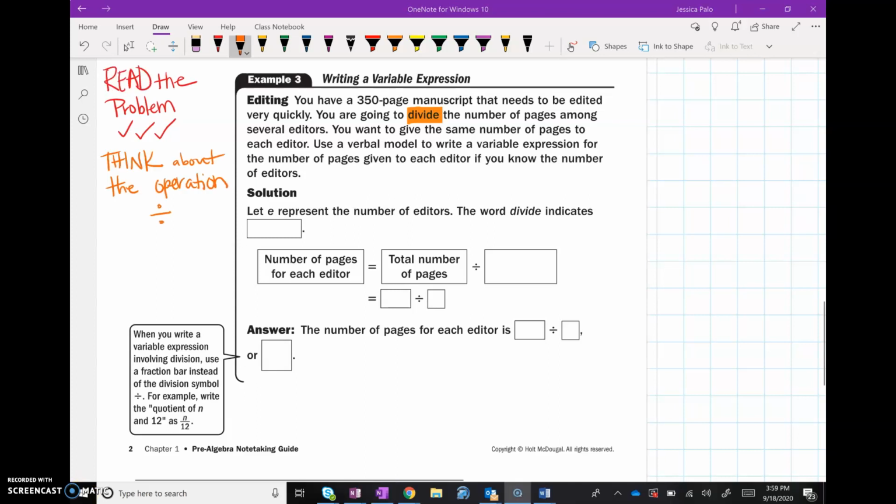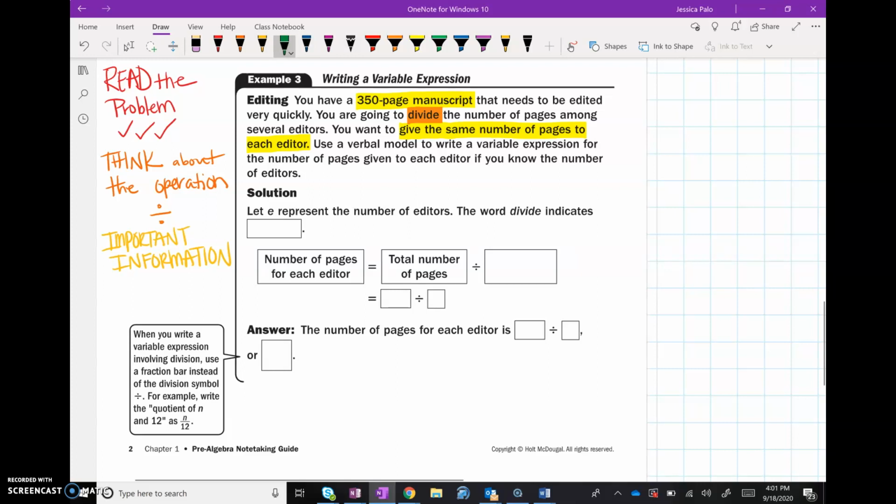Now that we have discovered the operation that we're going to be using, we want to look for any other important information that may be hidden in this word problem. Something important is that this manuscript is 350 pages. Another thing to note is that you want to give each of the editors the same number of pages. Now we have the information we are going to use to plan how we are going to solve this problem or write this expression.